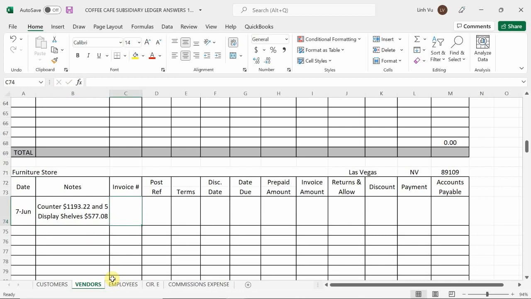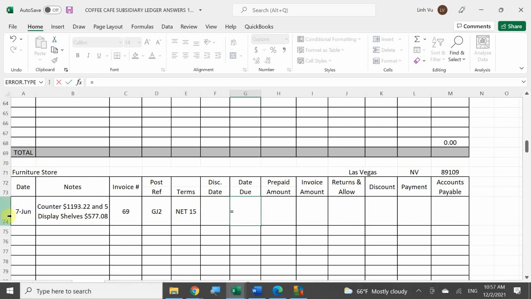Of course, the invoice number was 69. Reference is going to be General Journal number 2. And the terms that I had was net 15. So again, they didn't give me any discount opportunities, but they did give us a deadline of when the bill is due. So in this case, I'm going to take this date right here and add 15 to it, and it's going to tell me this bill is due on June 22nd.